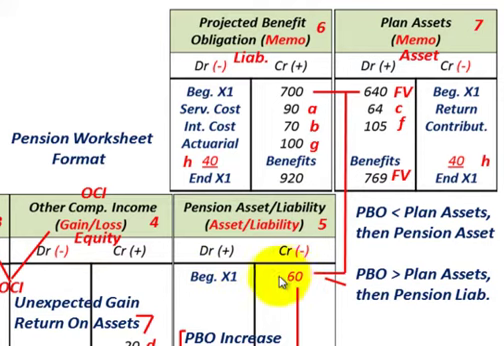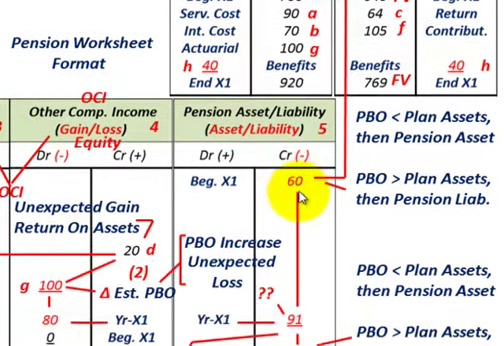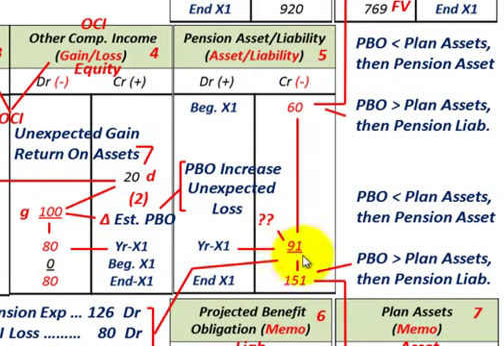We have to determine it for the beginning of the year. Now, the other case is if our PBO was less than our plan assets, then you would have a pension asset, and you would be debiting or increasing your pension asset account. It isn't the case here. Our liability is greater than our assets, so we have to credit, or increase, our pension asset and liability account.